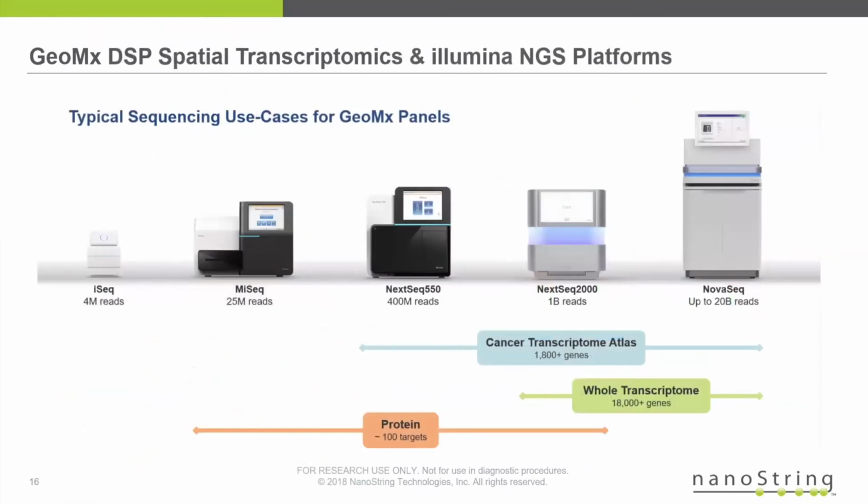So in terms of what instruments you can run those particular libraries on, here's a fleet of Illumina instruments. And as you can see, the Cancer Transcriptome Atlas, our whole transcriptome, and we're also going to have NGS-enabled protein content early next year. It sits very nicely with the NextSeq 550, but also very nicely with the NextSeq 2000, which Illumina just recently released.